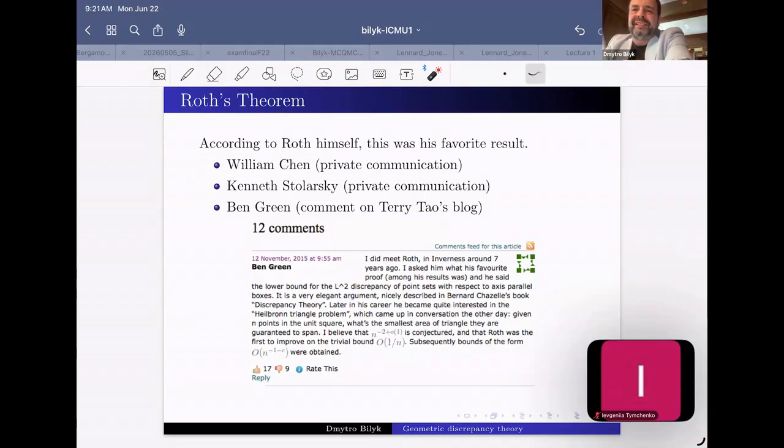from Ben Green. So when Klaus Roth died, Terry Tao had a blog post about Klaus Roth, and here Ben Green mentions this, that I asked him what his favorite proof among his results was, and he said the lower bound for the L2 discrepancy of point sets with respect to axis parallel boxes. It's a very elegant argument that we will see today. Okay, and as far as I know, according to his own words, he liked this result so much, both because it was elegant, but also because it essentially started the theory.